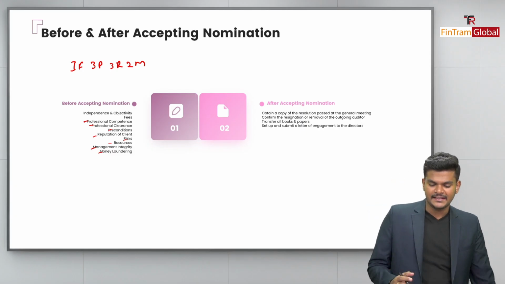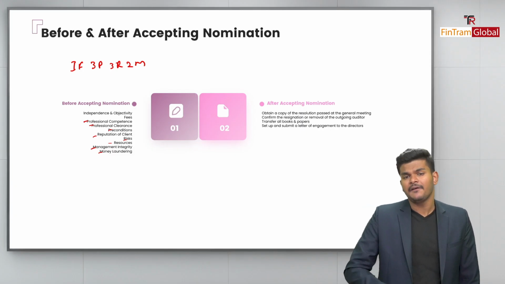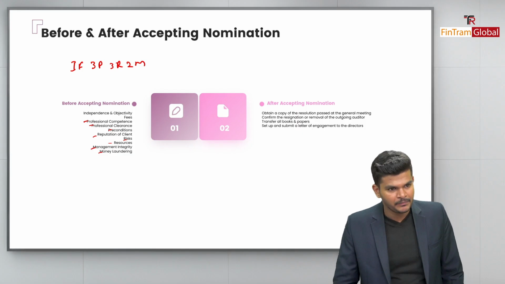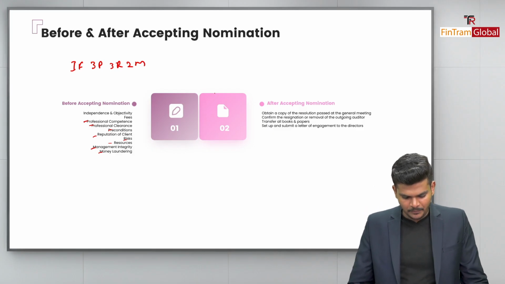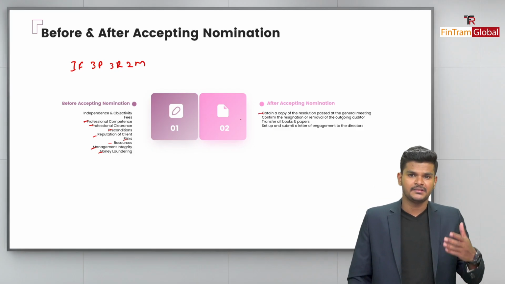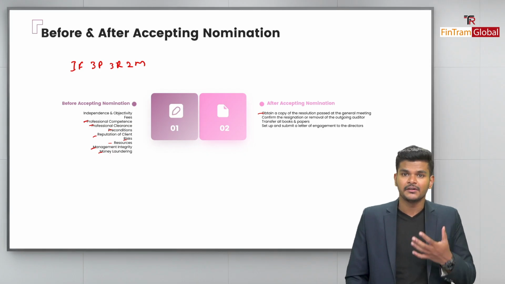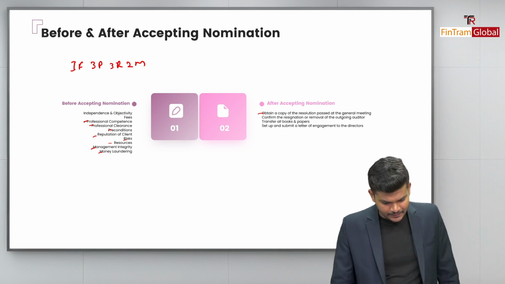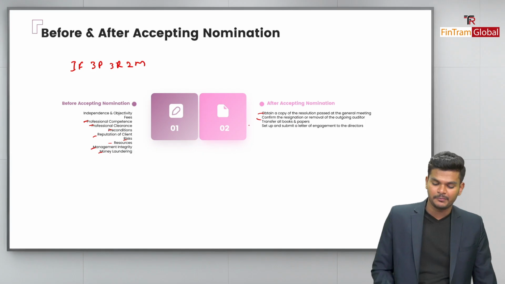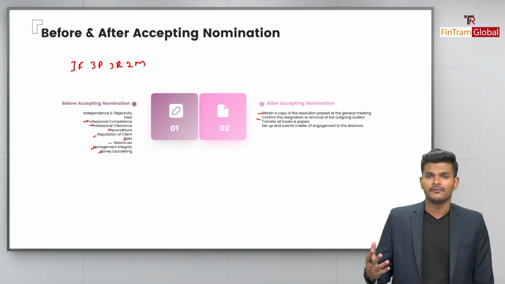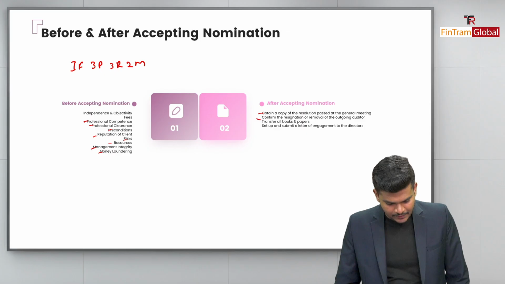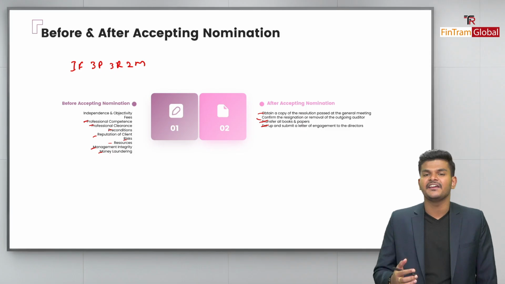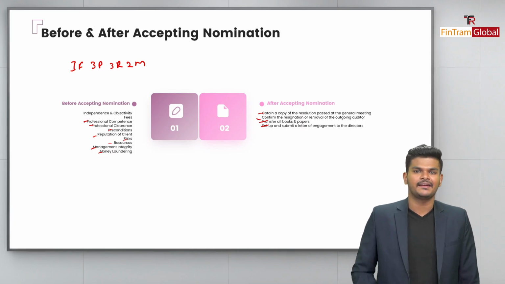Now, secondly, after accepting nomination, once I accept the nomination, what all things do I have to do, right? So that's basically what we will be looking at now. So after accepting nomination, I'll obtain a copy of the resolution passed at the general meeting, right? Because the shareholders will be appointing us at a general meeting. So we have to obtain a copy of the resolution passed. And then confirm the resignation or removal of the outgoing auditor as well, so that there's no conflict or something like that happening down the line. And then we transfer all the books and papers from the previous auditors to us, right? And then we set up and submit a letter of engagement, or we call it the audit engagement letter as well, to the directors of that organization.